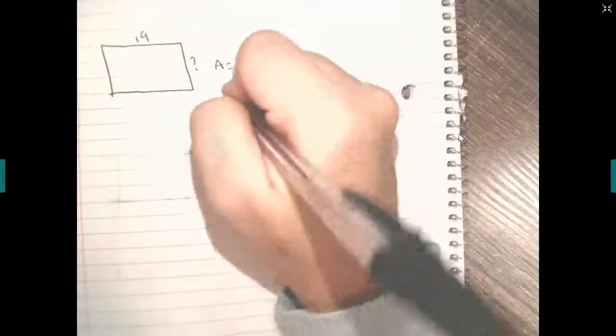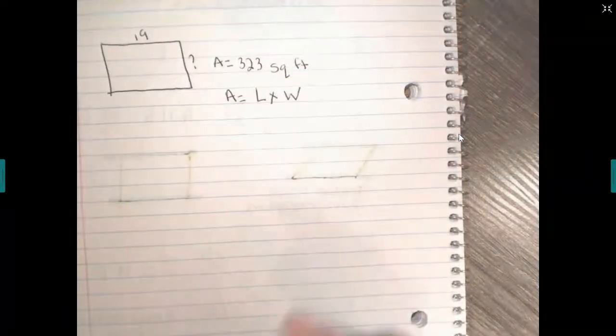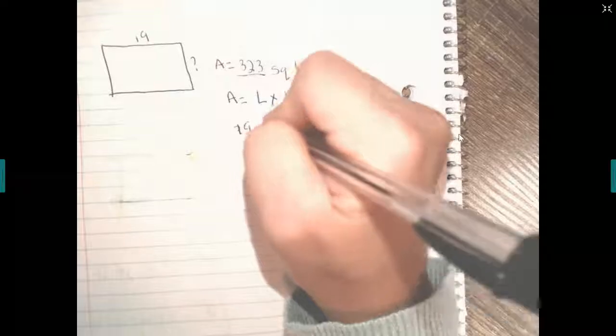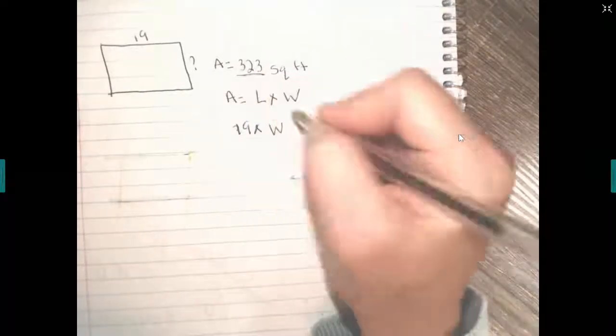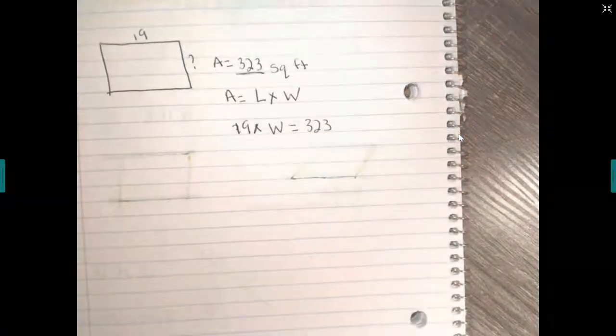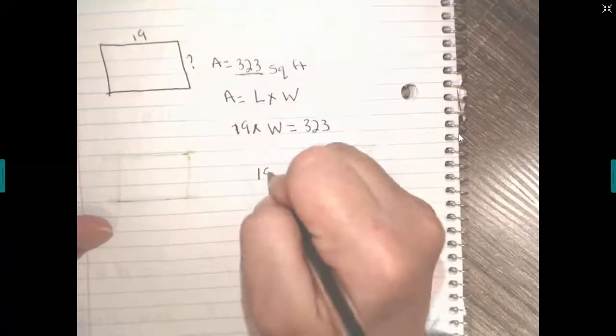So what do I know about area? I know that area equals length times width. So I'm going to fill in what I know. I know that one side length is 19. I need to figure out the W, and I know the area is 323. So 19 times what gives me 323? Well, the easiest way to solve this is to do division.